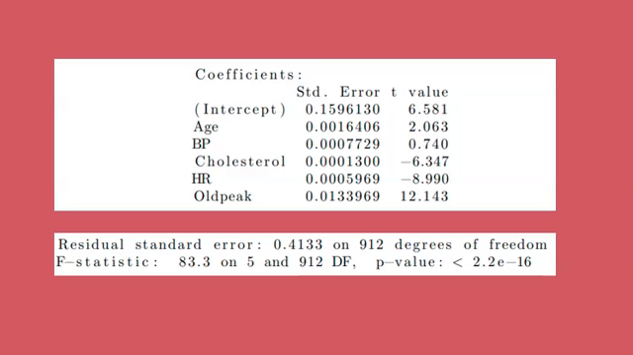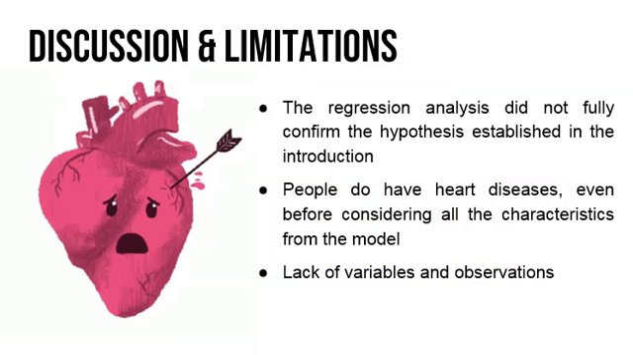The value of the F statistic means that the variables helped to improve the explanation for the response variable heart disease. Besides, the p-value implies the same, that all the coefficients are relevant to the model. The regression analysis did not fully confirm the hypothesis established in the introduction, since the coefficient for the age variable was very small. Despite the result, one remarkable and interesting finding was that old peak is the characteristic that most incites heart disease.